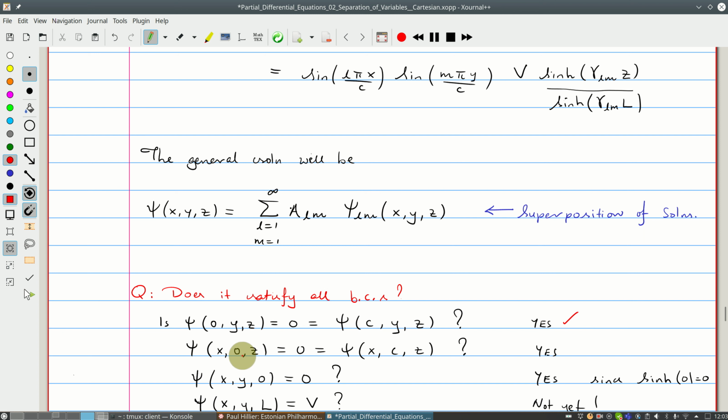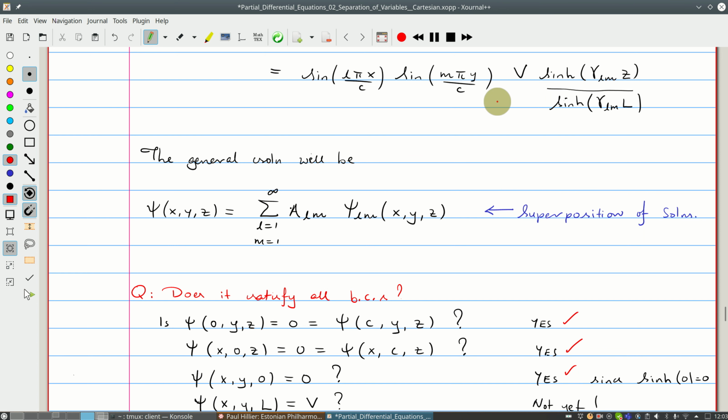Is it 0 when y is 0? Sine of 0 is 0, yes. Is it 0 when y is c? You get sine of m pi, which is 0, yes. Now, is it 0 when z is 0? Well, sine hyperbolic of 0 is 0, so that is correct because of this relation.